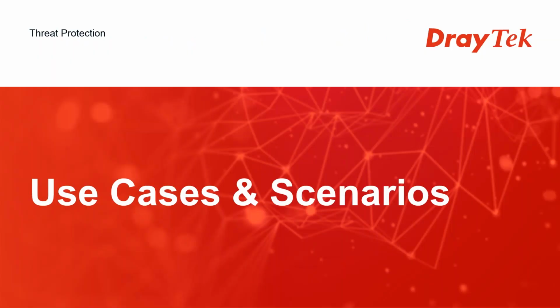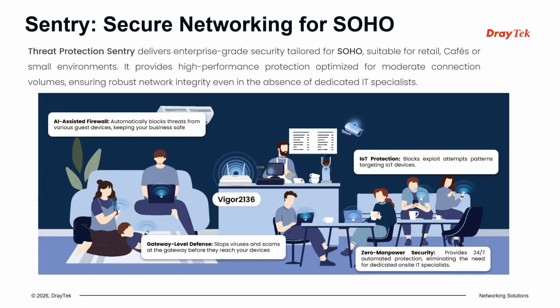Next thing, let's look at some use cases and some scenarios relating to using the VigorShield Threat Protection. So with VigorShield Sentry, this is intended for secure networking for kind of SOHO sites. So it's ideal for a small business that has a small number of users on the site, with the 2136 or the 2767. Provides AI assisted firewalling and zero IT resources required to get the things.